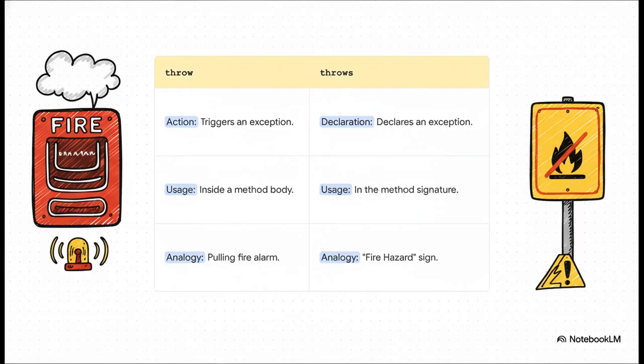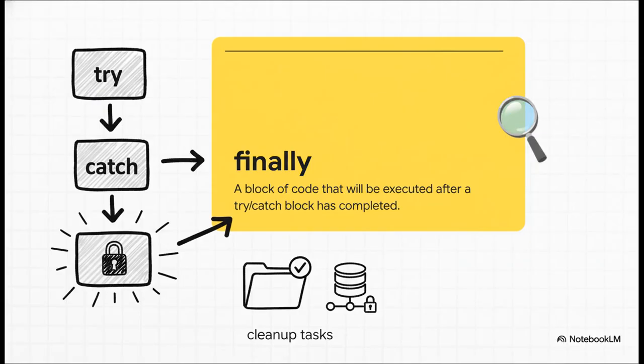Okay, let's clear these two up because they trip people up all the time. Using throw is like pulling the fire alarm. You are actively, right now, inside a method, triggering an exception. You're saying, something's wrong, stop everything. On the other hand, throws is like putting a fire hazard sign on a door. You're not starting a fire, you're just warning everybody. Hey, anyone who uses this method, just so you know, it might throw this type of exception, so you better be ready for it.